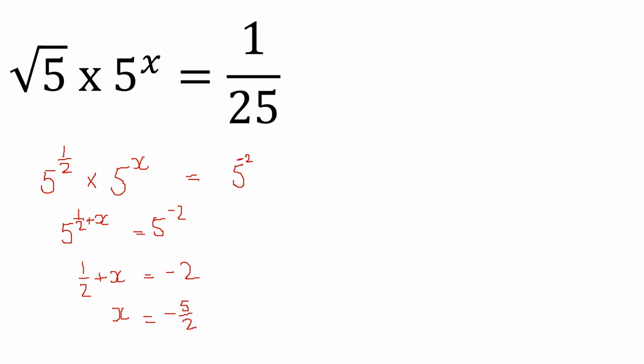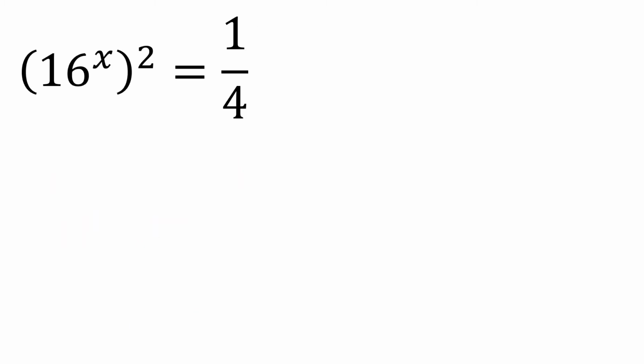5 over 2. Okay. So our next example, we've got 16 to the x, all to the power of 2, is equal to a quarter. So looking at 16 and a quarter, hopefully we can see that we can write them to a base of 4. So 4 times 4 gets us 16. So we can rewrite 16 that way, to the power of x, which is all to the power of 2. And then we can rewrite a quarter as 4 to the minus 1.